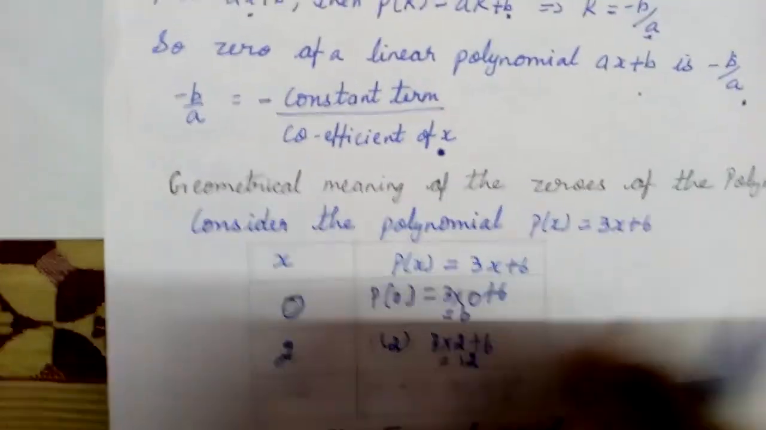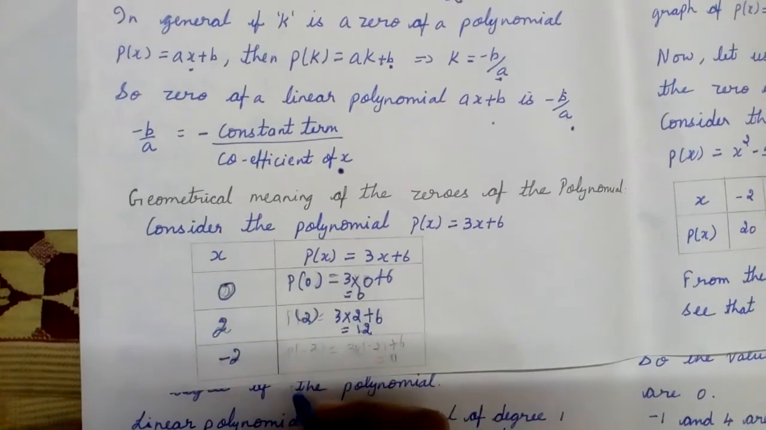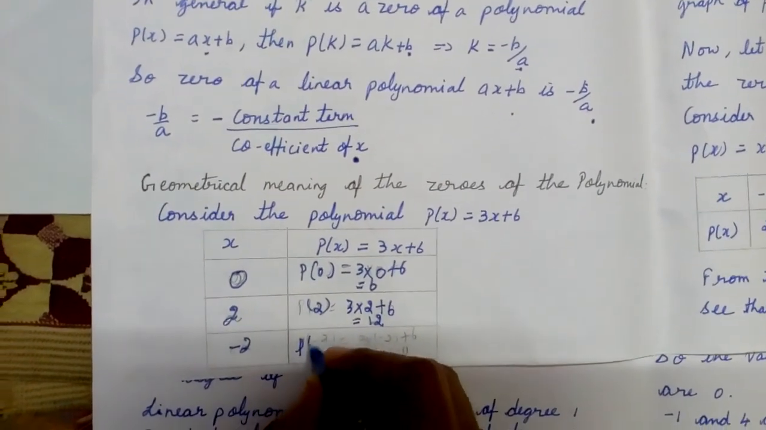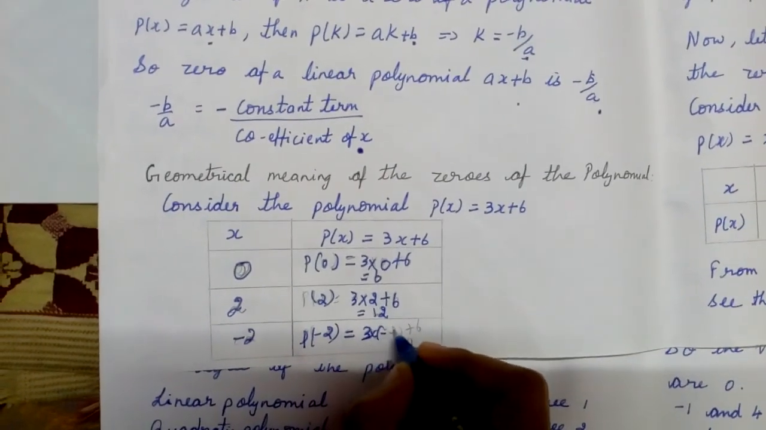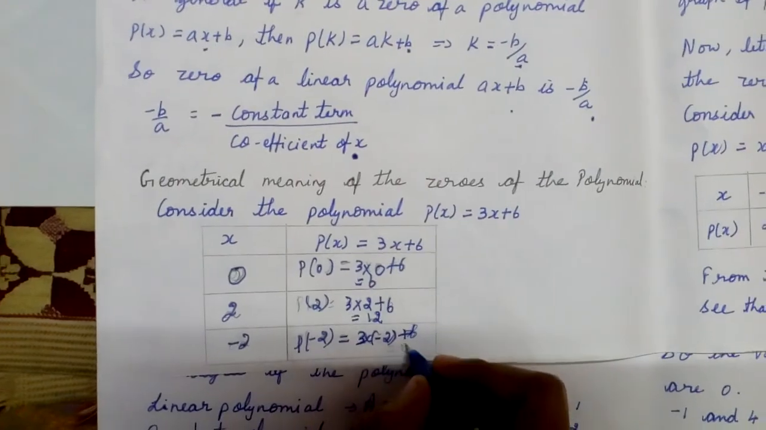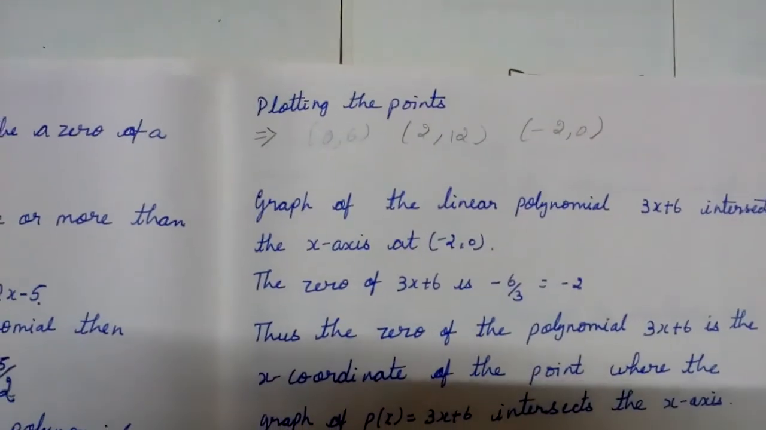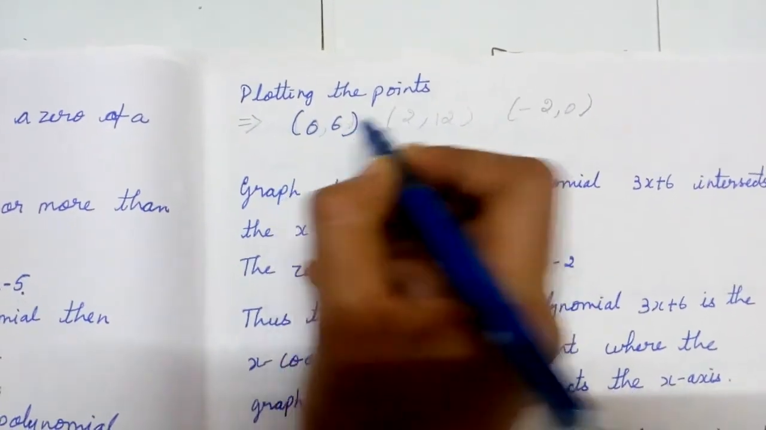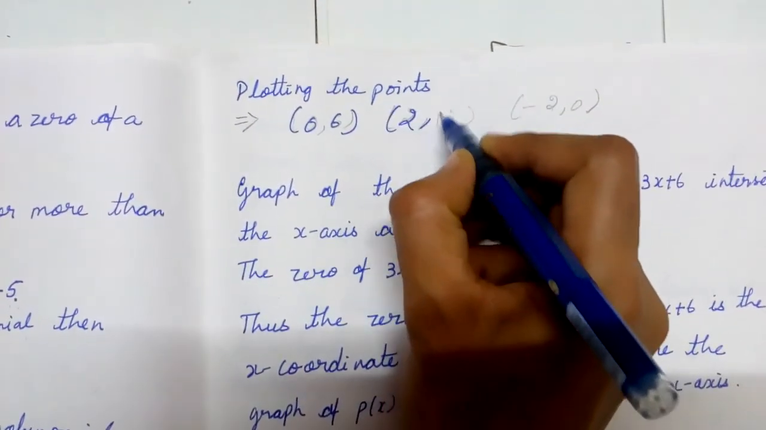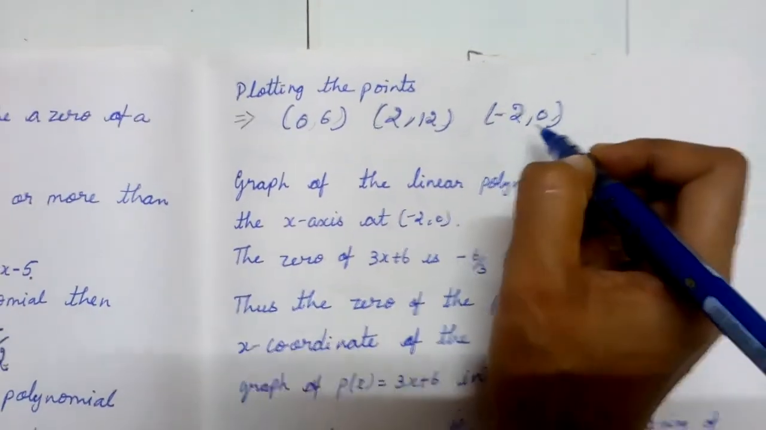Now you are going to replace x by minus 2. So when you replace x by minus 2, you get p of minus 2 is equal to 3 into minus 2 plus 6, which is equal to 0. Now you are going to plot the points on the graph. The points that you are going to plot are 0, 6, 2, 12 and minus 2, 0 on the graph.